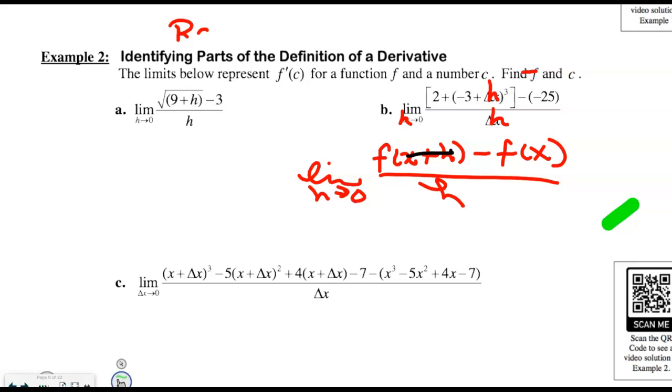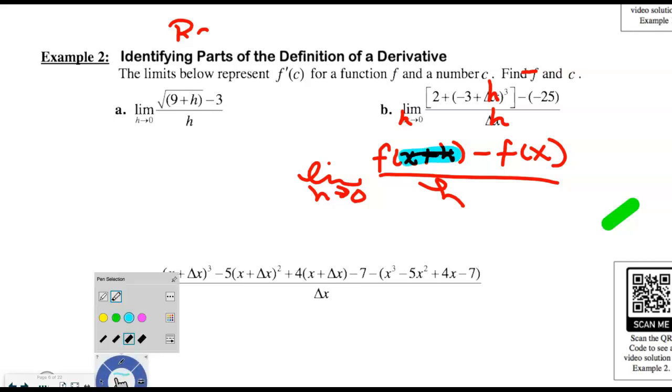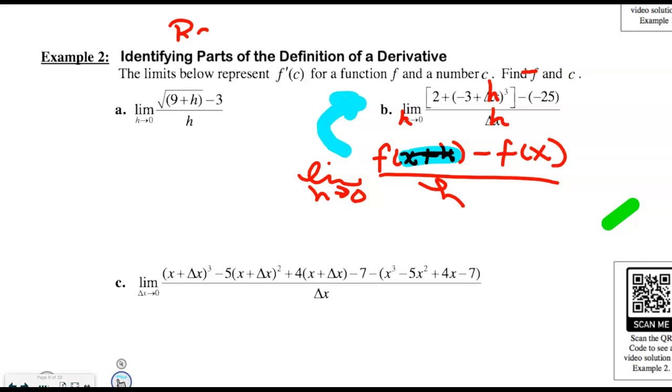All right, so I'm going to go locate an x plus h. Do you see it somewhere up here? I see it. Do you see it? It's right here, correct? There it is. What's happening to it? It's being cubed, and 2 is being added to it. That's your function. Your original function must have been 2 plus x cubed, and you stuck negative 3 plus h into it.